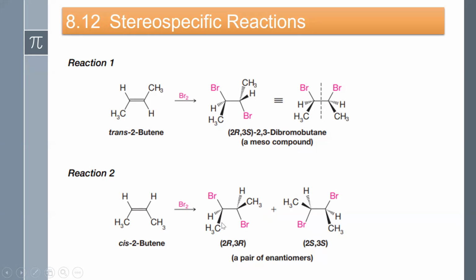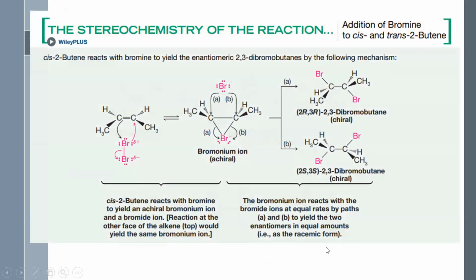And what happens actually is because you get a plane here, it can attack either this one or the other one. You get actually a pair of enantiomers in this way, 2S,3S. So depending on that, let's look at the mechanism of how it reacts.